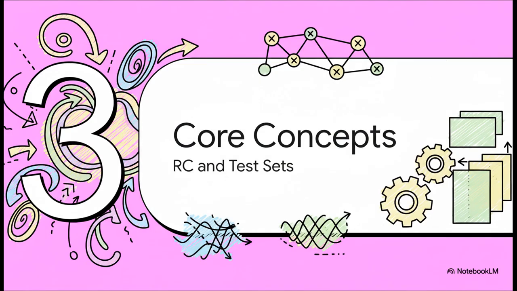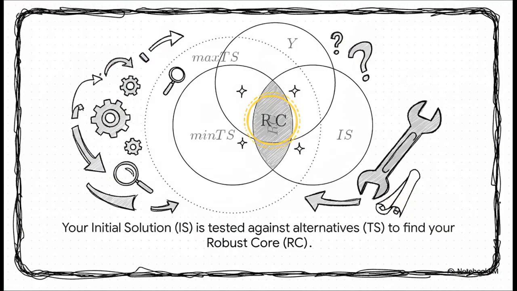So, checking one parameter at a time is useful, for sure. But the real world is messy. What happens when you change multiple things all at once? To answer that, we need to get our heads around the two core concepts of this protocol: test sets and the robust core. Okay, take a look at this diagram.